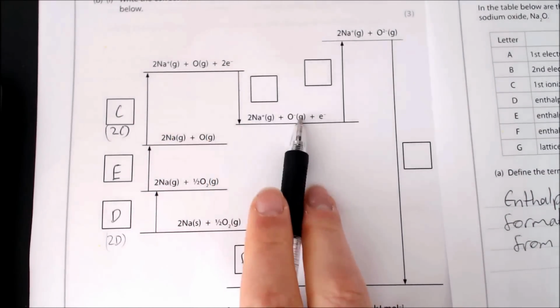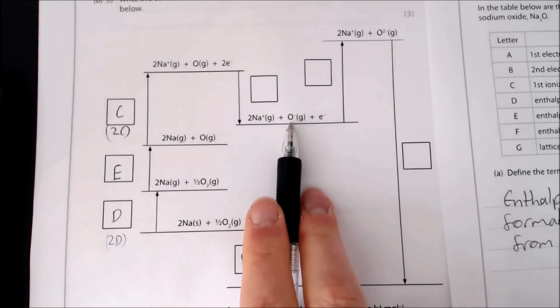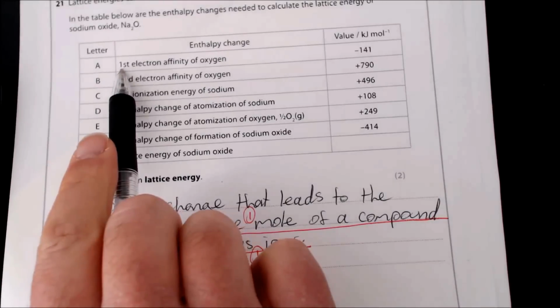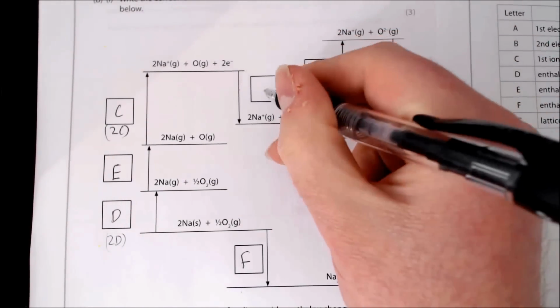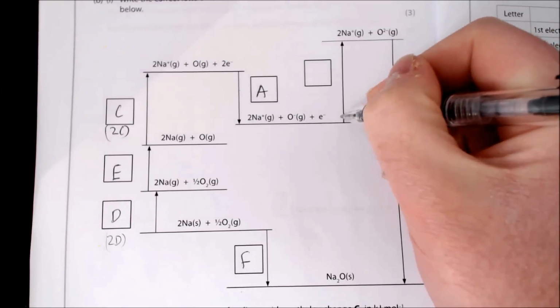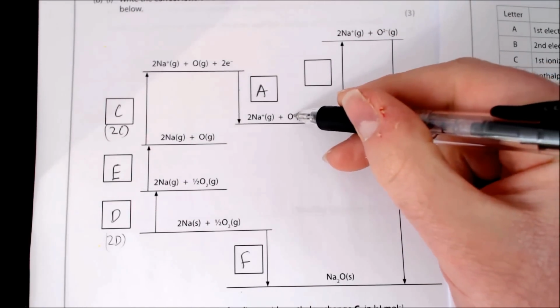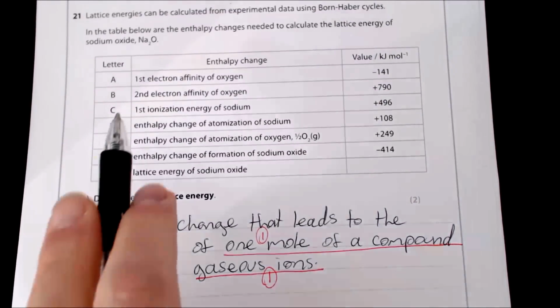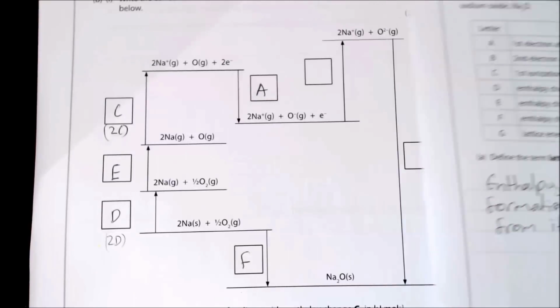Okay, the next one, now we've got all the electrons. We're now going to add some of these electrons to the oxygen. We've only added one electron here to the oxygen. So this is electron affinity, and this is the first electron affinity of oxygen because we're adding an electron to oxygen. So this one should be A. And this one here, you can see that we're adding the second electron to form O2 minus. So that one is going to be the second electron affinity, which is B.